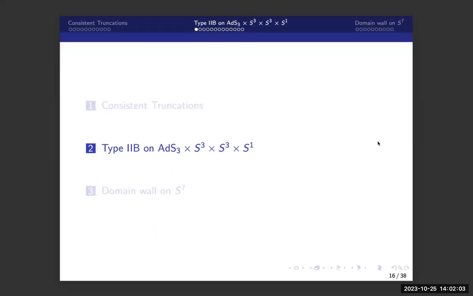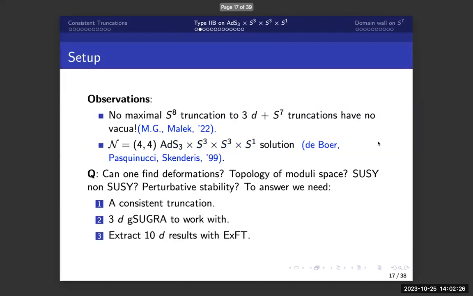Okay, are there any questions? So I'll move on to the first example. We use these methods to construct a consistent truncation of type 2B on S3 times S3 times S1. And then we study a lot of solutions, their moduli space, and we found some interesting results.